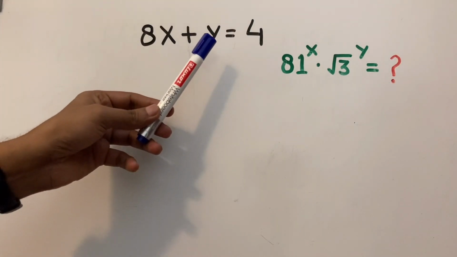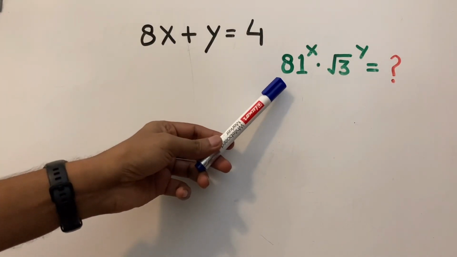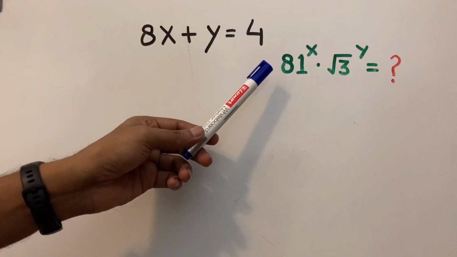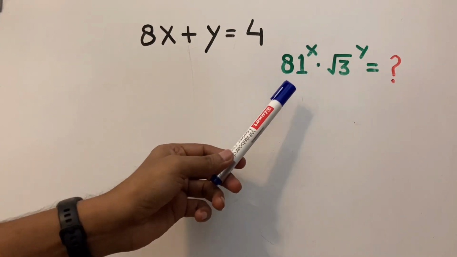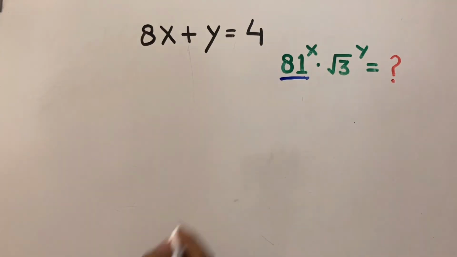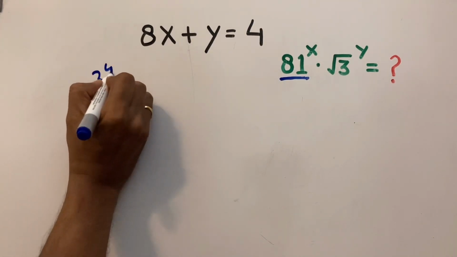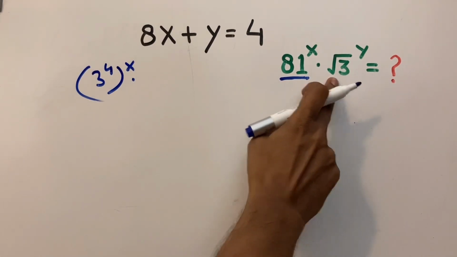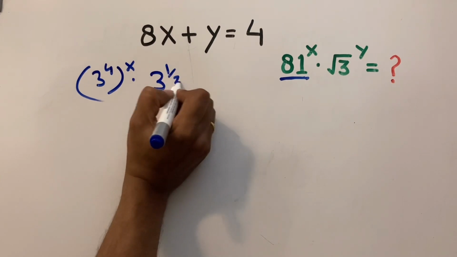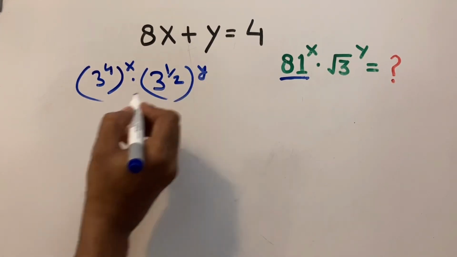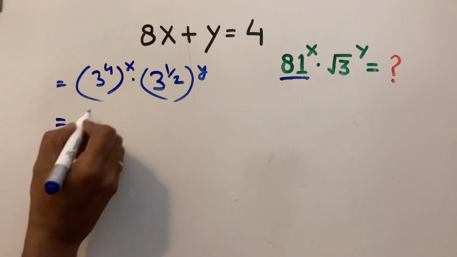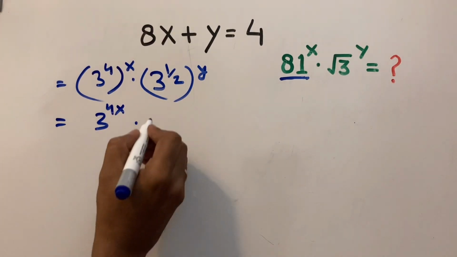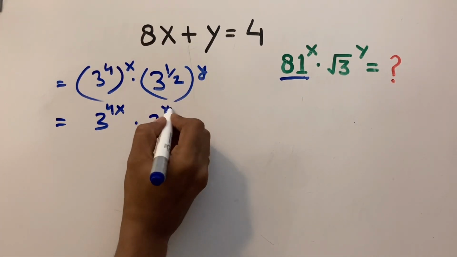If 8x + y = 4, then find the value of 81^x × √3^y. To solve this, the first thing I am going to do is to rewrite this. 81 is also equal to 3^4, so 81^x = (3^4)^x. √3 is also equal to 3^(1/2), so √3^y = (3^(1/2))^y. This is equal to 3^(4x) × 3^(y/2).